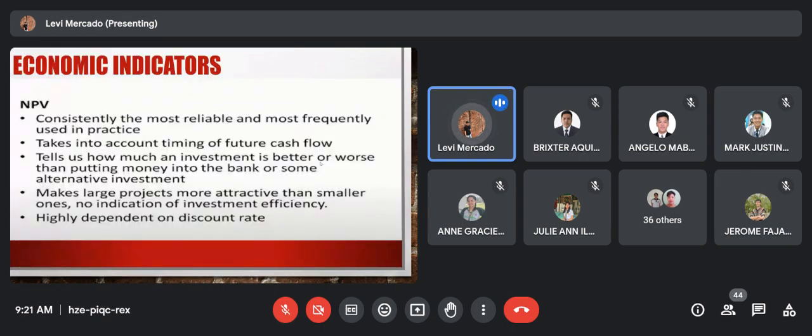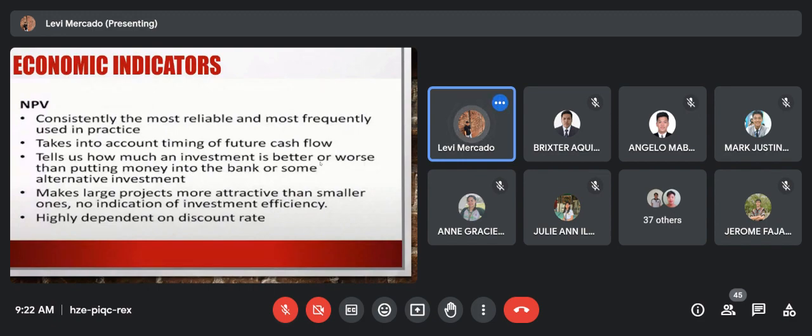Okay. So first is yung NPV o yung net present value. Simply, ito yung difference between present value of cash inflow minus present value of cash outflow over a period of time. Okay, so paano natin masabi na good yung net present value? What is a good NPV? Net present value is good if it is greater than zero.